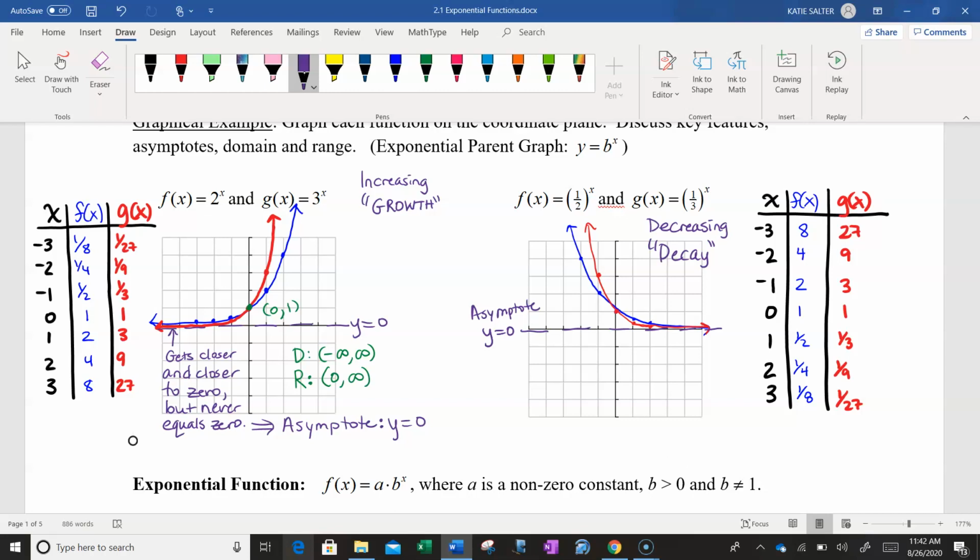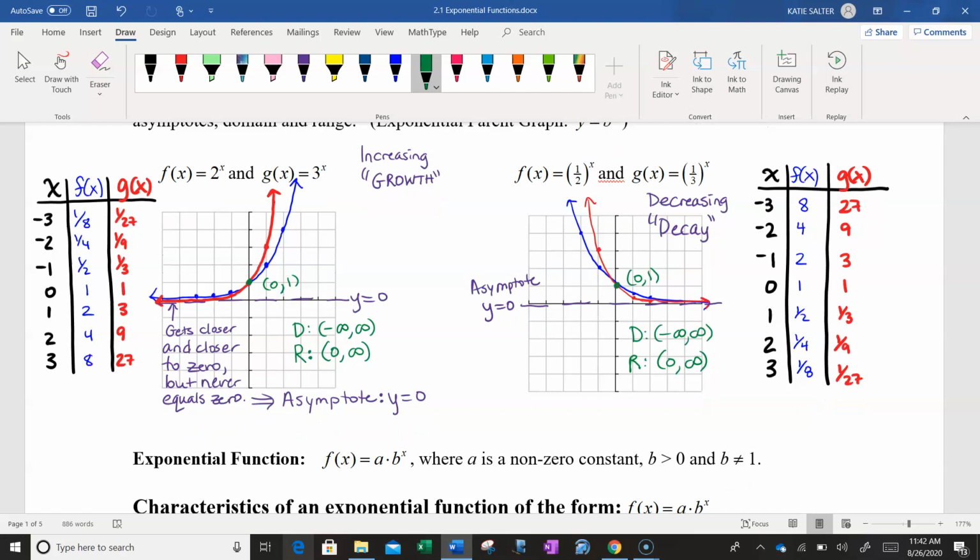And they have a domain of all real numbers and a range from 0 to infinity, just like our growth graphs. They also have a y-intercept at (0, 1). Notice I have not talked about the x-intercept because neither one of these has an x-intercept, because they never actually reach the x-axis.